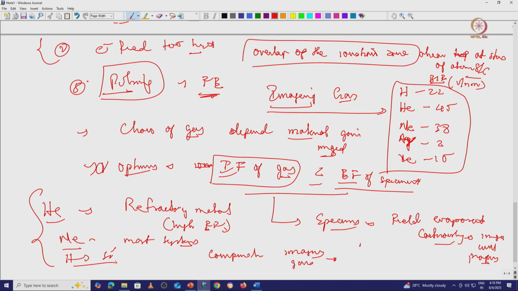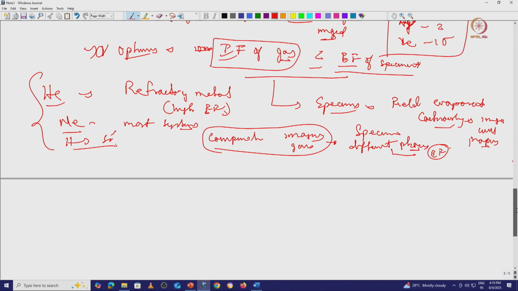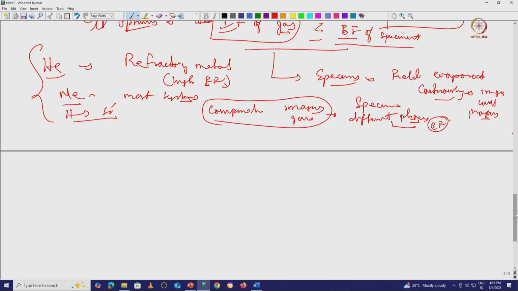If the specimen has different phases, which means it will have different evaporation fields, you can use a combination of imaging gases accordingly. So this is the basic condition to choose the imaging gas.